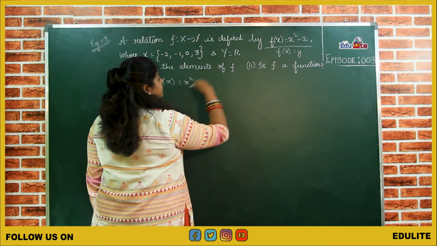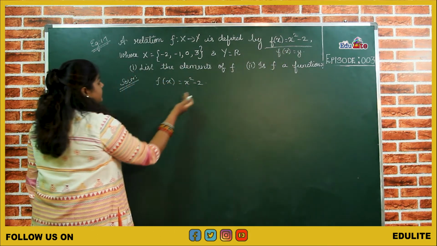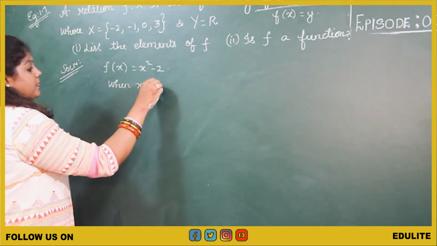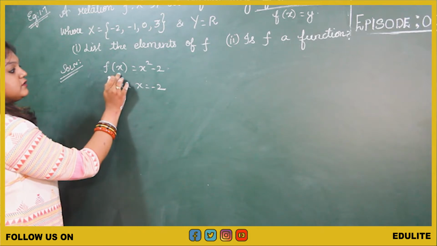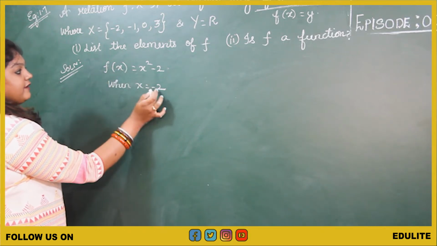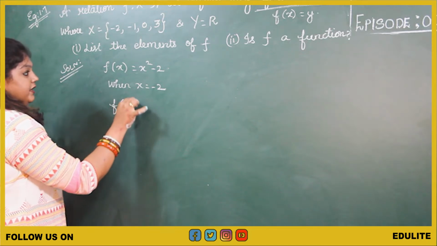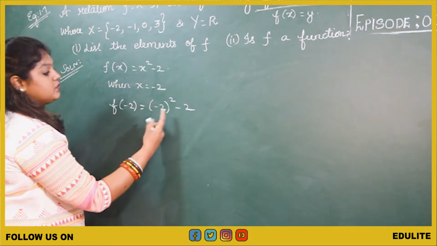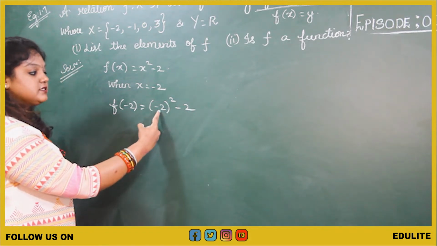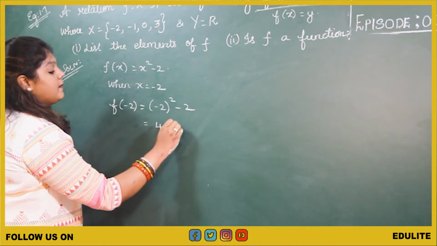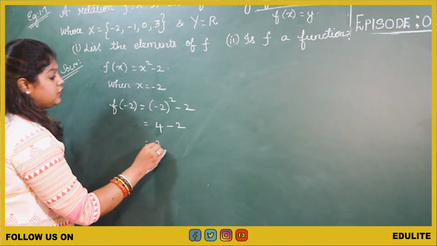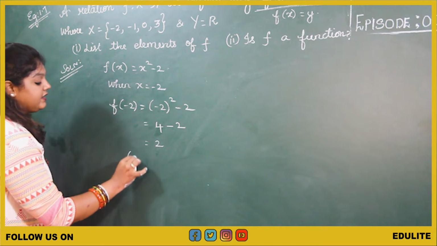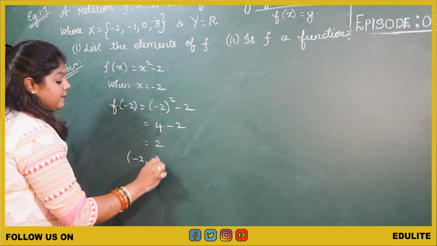So, first we have taken the condition f of x is equal to x square minus 2. First, when the x value is minus 2, we have to substitute it in this equation. In place of x, we substitute minus 2. So, f of minus 2 equals, on the right hand side, in place of x, minus 2 whole square minus 2. Minus 2 square means minus 2 into minus 2 will become plus 4, minus 2. So, 4 minus 2 is 2. When x is equal to minus 2, we got the value of y as 2 and it can be written as minus 2 comma 2.